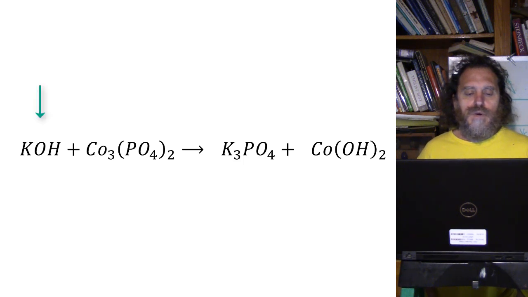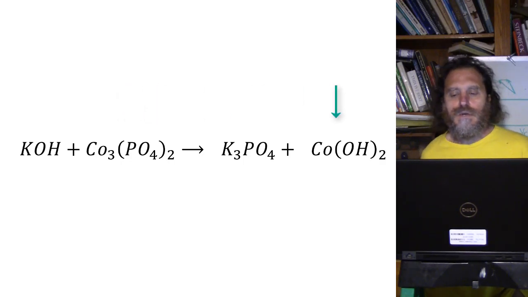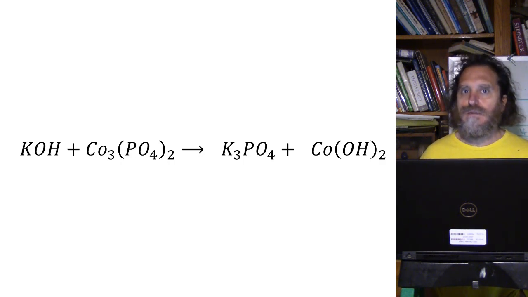Potassium hydroxide combines with cobalt phosphate to form potassium phosphate and cobalt hydroxide. So now, this is a little different. We have these parentheses here. What does that mean? Well, the 2 outside the parentheses means there's 2 phosphate groups connected to these 3 cobalt atoms. Okay? This PO4, multiply that by 2. So there's 2 of these phosphate groups on these cobalt atoms. Now the reason they write it this way, you could just as easily write this Co3P2O8, because that reflects the number of atoms in that molecule.